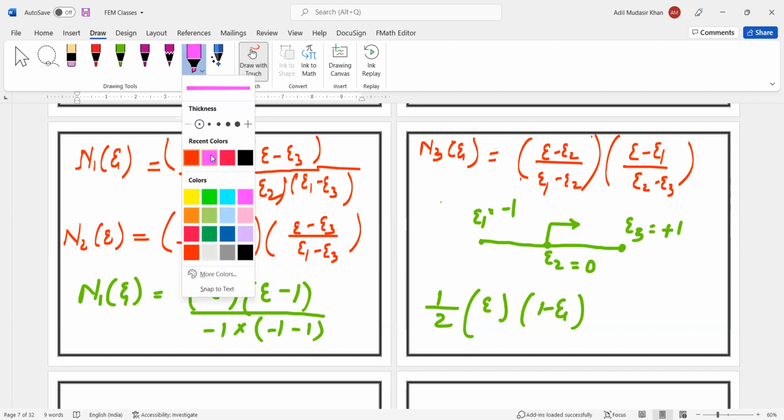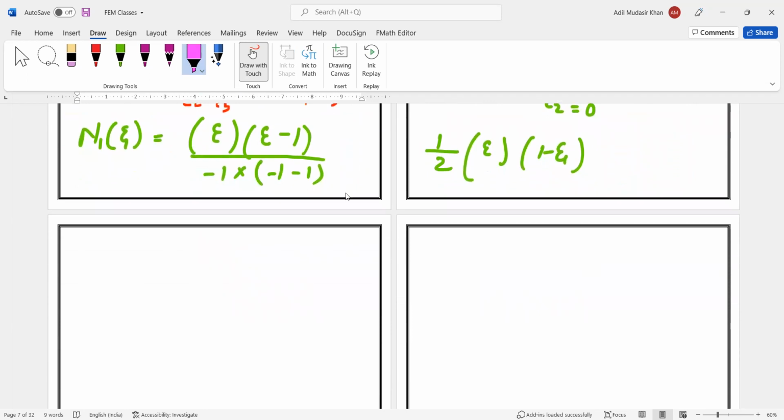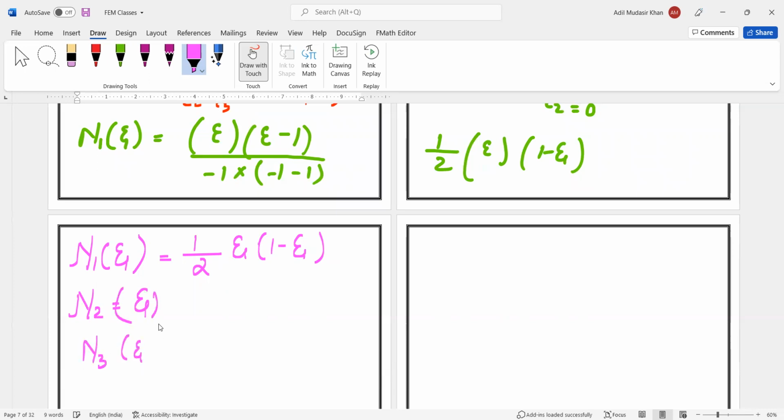So the first shape function will come out to be, in terms of zeta, N1. The first shape function N1 as a function of zeta is equal to 1 by 2 zeta into 1 minus zeta. Okay, similarly the second shape function as a function of zeta will be obtained, and we can also obtain N3 as a function of zeta.